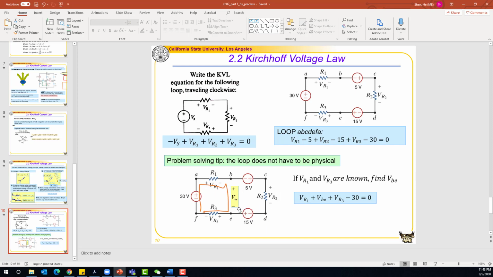In this example, if we are trying to find VBE, we can define the loop like this, following this orange line. If we write the KVL equation, it becomes negative 30 because it's a voltage increase, plus the voltage drop VR1, plus VBE, plus VR3, that is equal to 0. So if VR1 and VR3 are given, we'll be able to find VBE. Of course, you can also define the loop on the other side to find VBE.